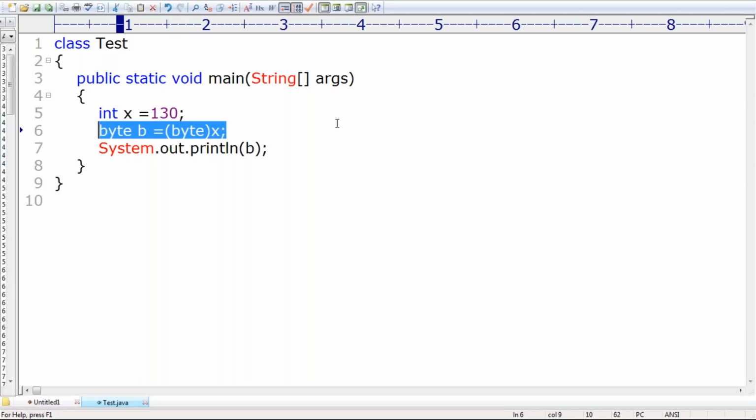Because the reason is, there may be a chance of loss of information. Here 130 became minus 126, a big change, and a negative number, right? It's a bigger problem. At this stage the programmer is going to get shocked like anything. But one person is going to feel very happy. Who is that person?